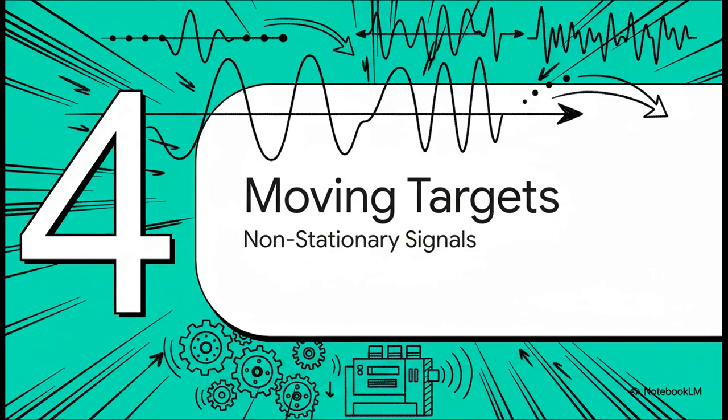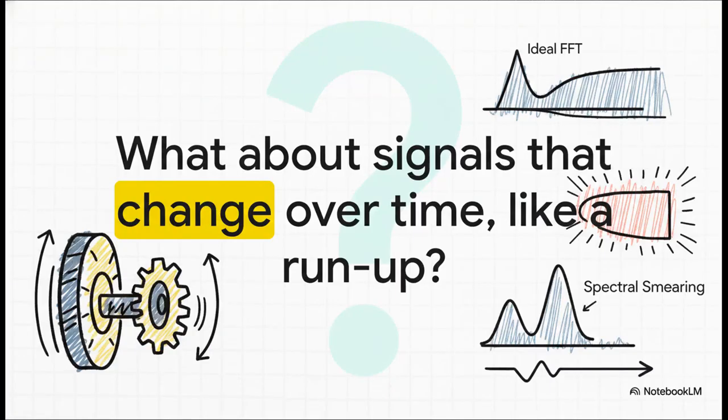So, everything we've talked about so far assumes a stable, stationary signal, but in the real world, machines speed up and they slow down. Analyzing these moving targets requires a whole different set of tools. So, let's level up.